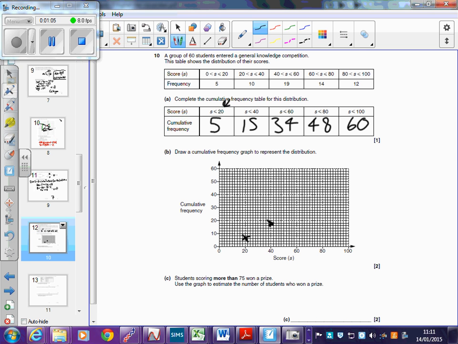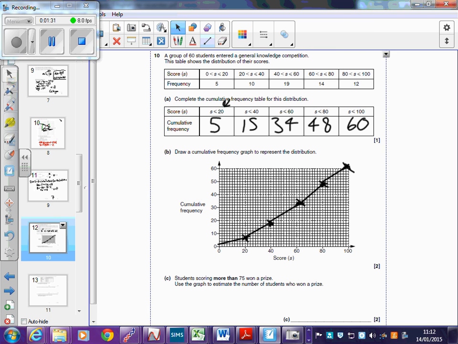60 with 34. Make sure when you're doing this, just watch your scale because up the side, each little square is worth 2, not 1. 80 goes with 48. Again, you can do this a lot easier than I can. And 100 goes with 60, which is around about there. You can join them, and you can do it with a smooth curve if you want, but you will get all of the marks for doing it dot to dot, and that is loads easier than having to do a smooth curve. And it should, as mine almost does, go through 0, 0, like so.